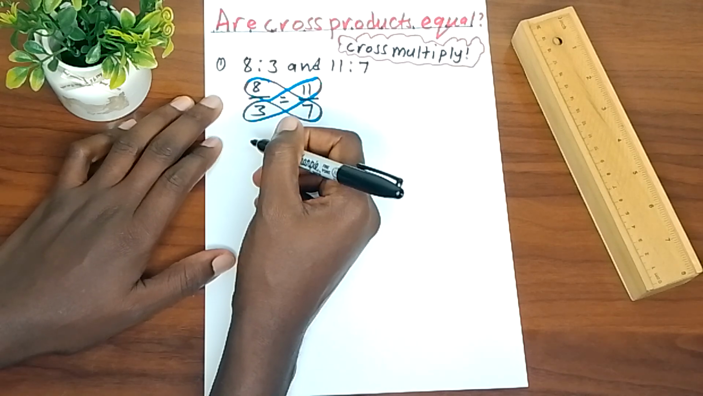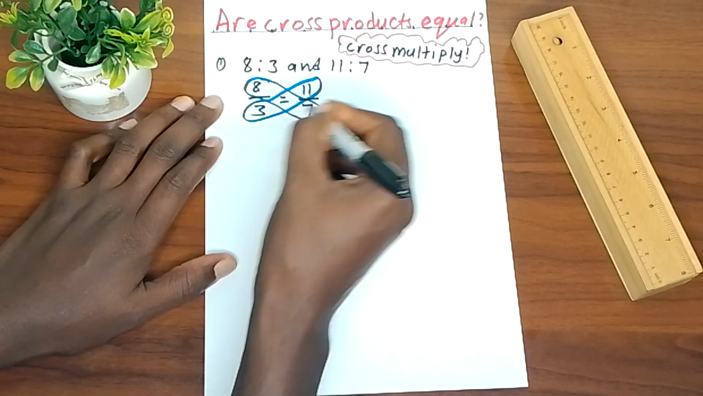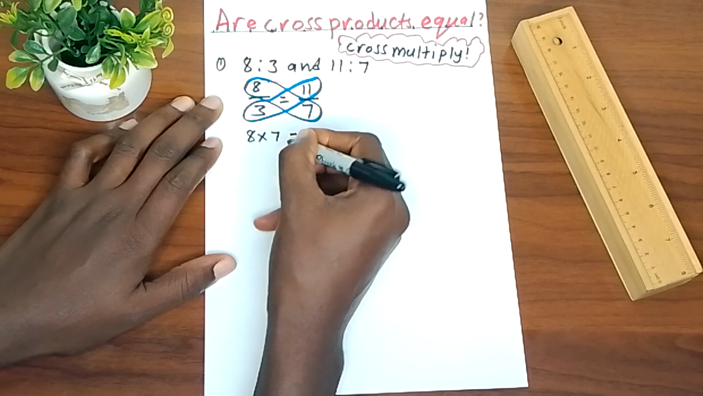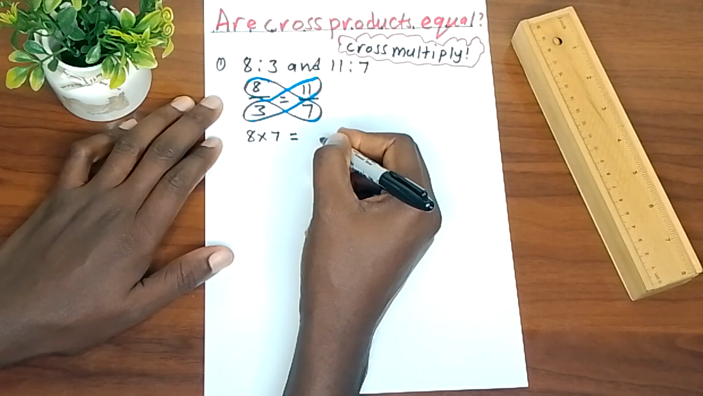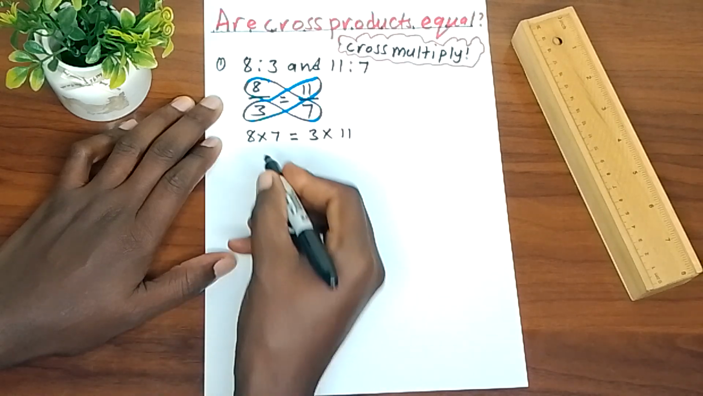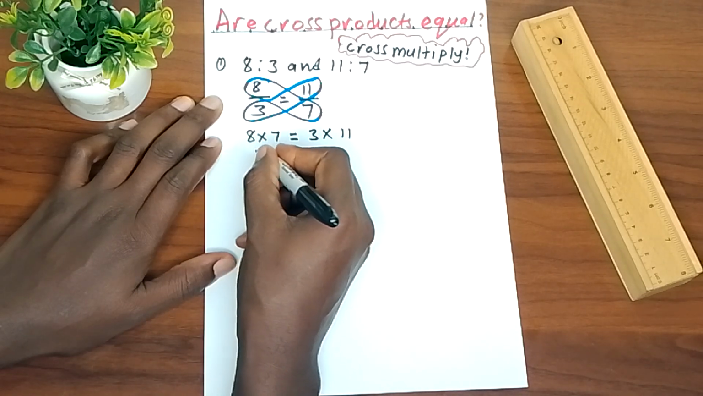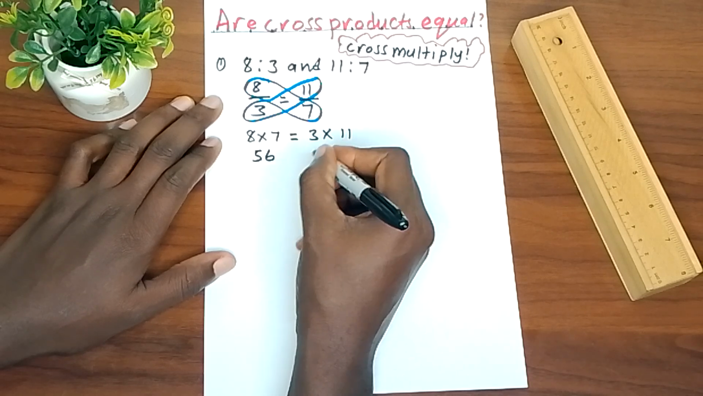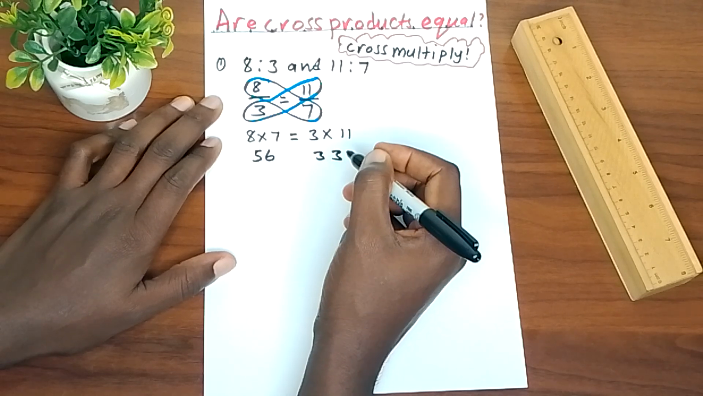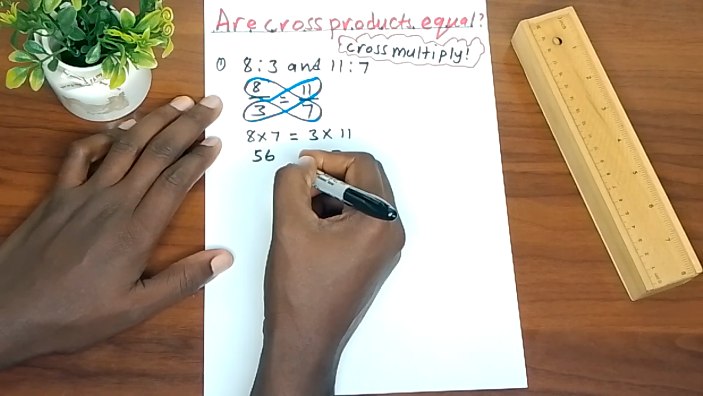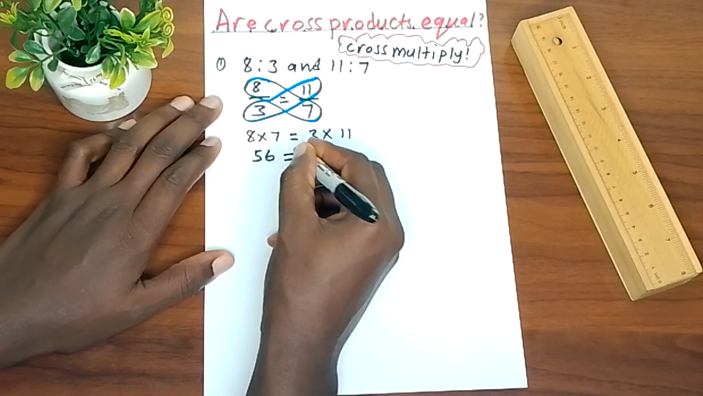Then we will take 8 times 7 and see if it is equal to 3 times 11. So for 8 times 7, that is 56. And then 3 times 11, that is 33. So we'll see that this is not equal.